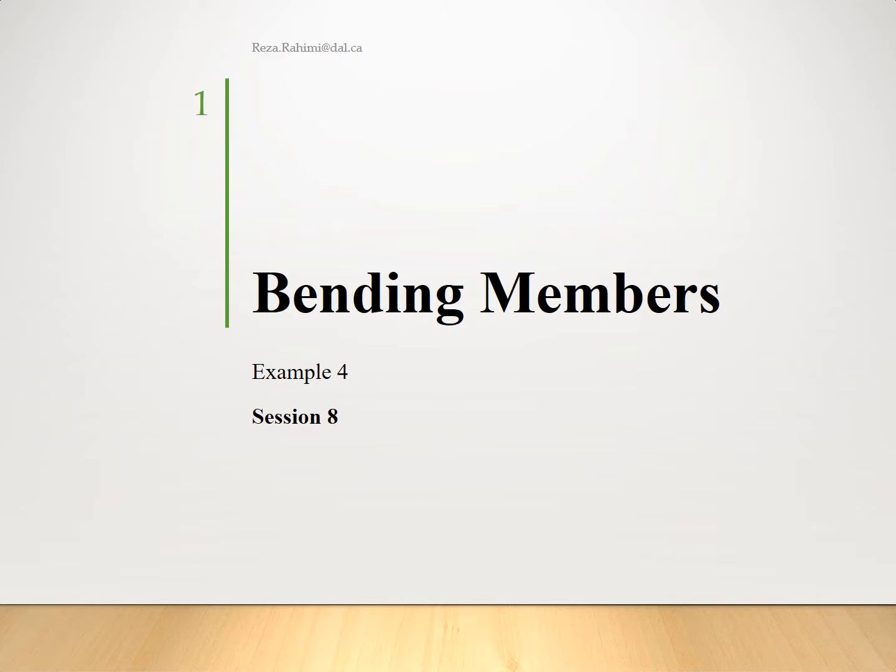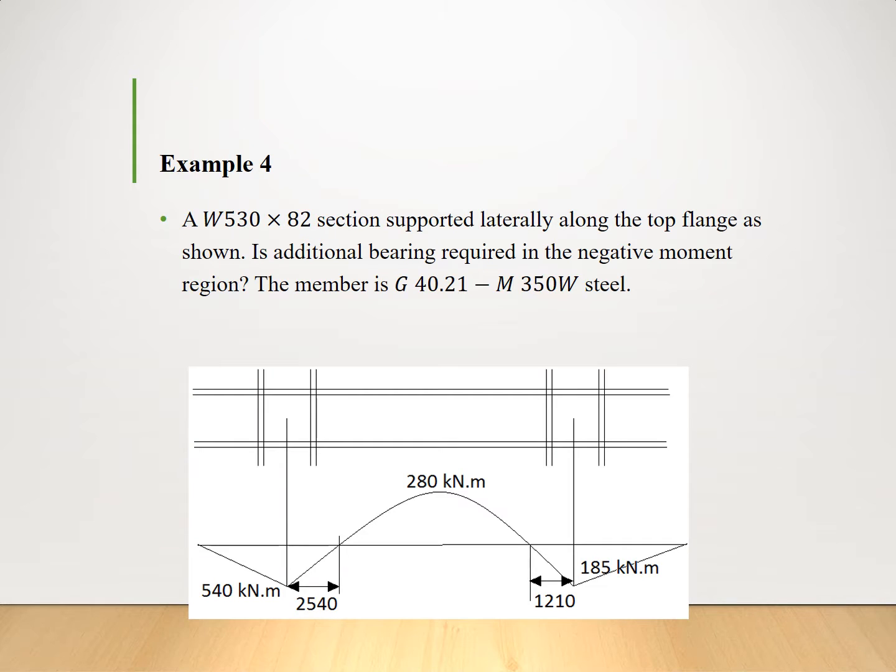In this session, we're going to do an example, and this example differs from the other examples in that we do have negative moment too. Example 4. In this example, we want to see if this member is enough for the negative moment or if a bearing is required. This section is W530x82, and as you can see, this is the bending moment diagram. And in the example, it said the top flange is laterally supported.